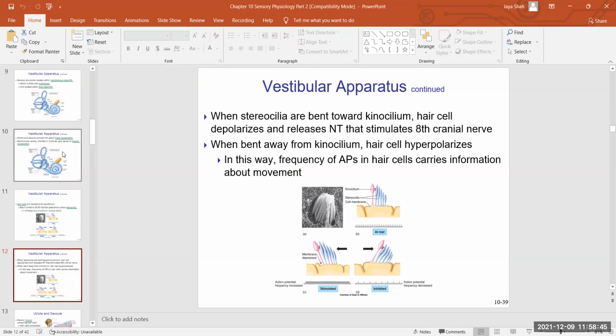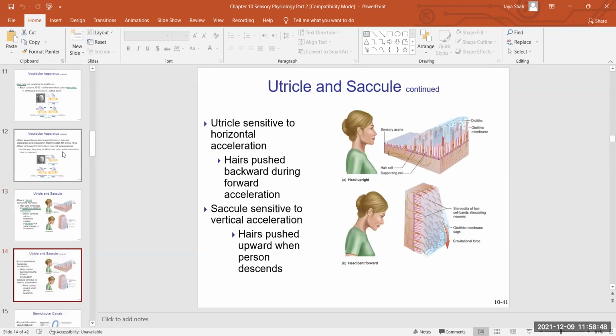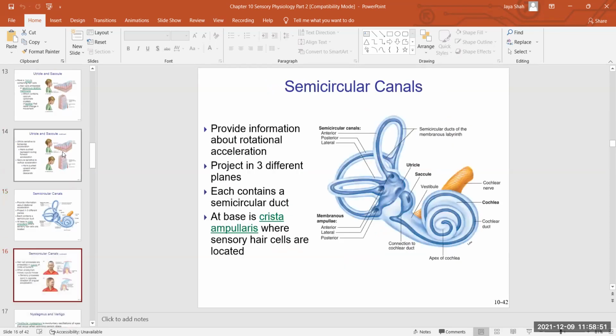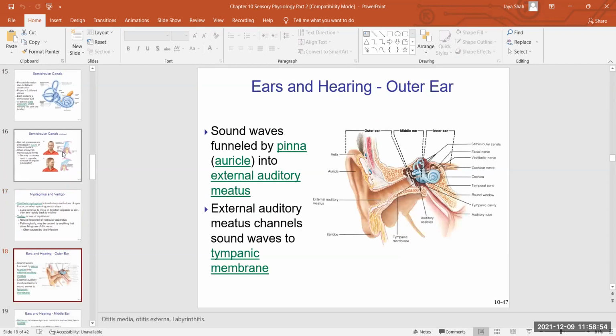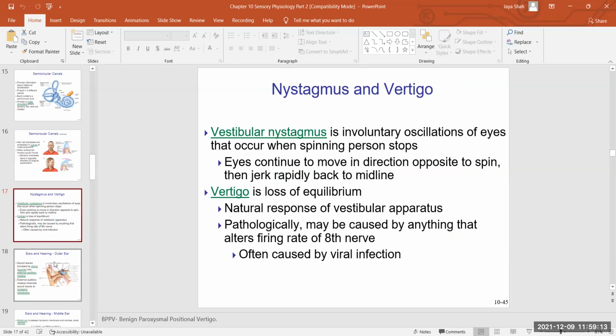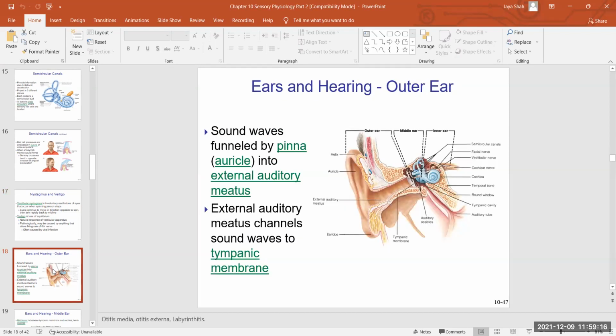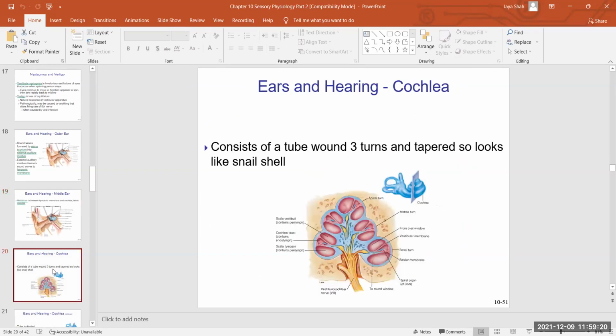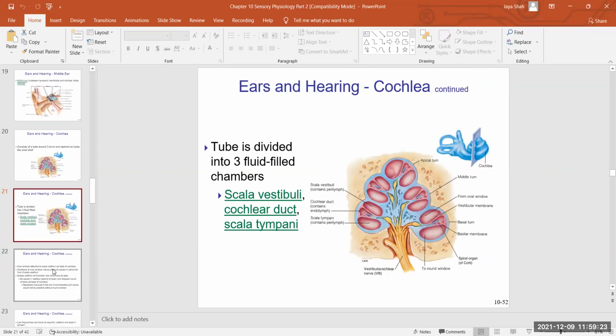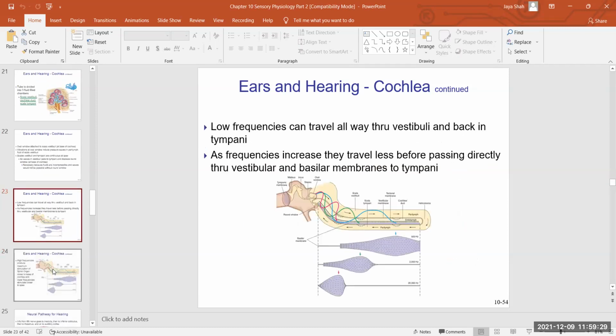So what is the function of the vestibule and what is the function of the semicircular canal in balancing? The role of utricle and saccule, semicircular canal, the structure of the ear, external and middle ear, and their role in hearing. Okay. So pretty much in here, everything is very important. Middle ear structure, scala vestibuli, scala tympani, and cochlear duct in the inner ear, and how we hear when we hear.